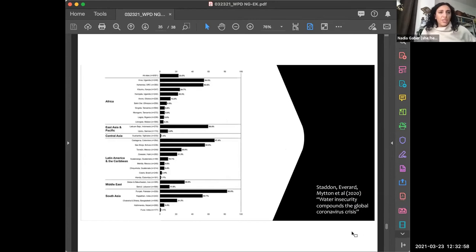And then this graph just zooms us out to a little bit of a global perspective. This was a study published just as the pandemic was rolling through at the end of 2019, that showed the percent of people around the world who reported they were unable to wash their hands in the last 30 days. So water insecurity remains a major global challenge.